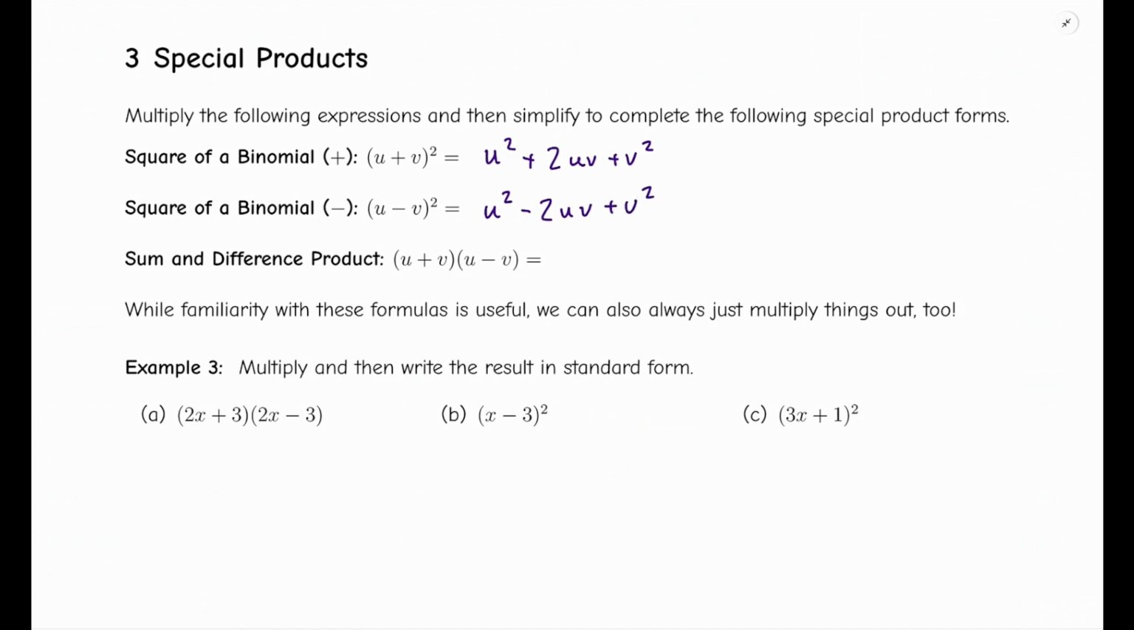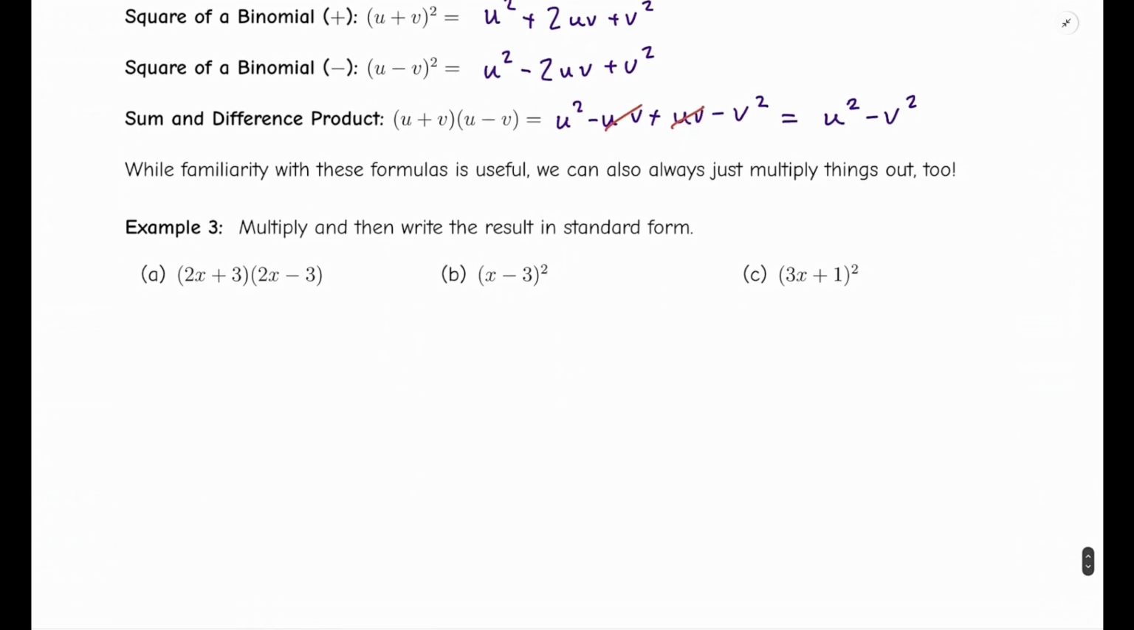And last but not least, when you have (u plus v) times (u minus v), well, let's just use our distributive property. We get u squared minus uv plus uv minus v squared. Well, the uv terms cancel out, so that means whenever you have two binomials with opposite signs multiplied by each other, it becomes a difference of squares. While familiarity with these formulas is useful, we can always just multiply things out too.